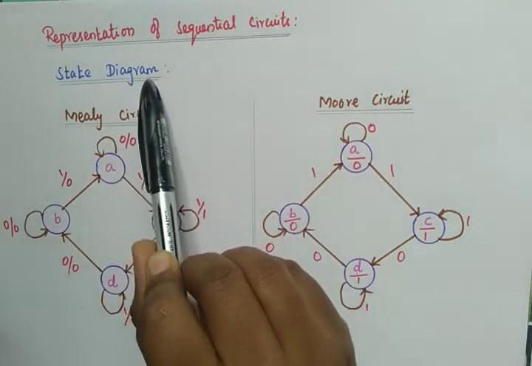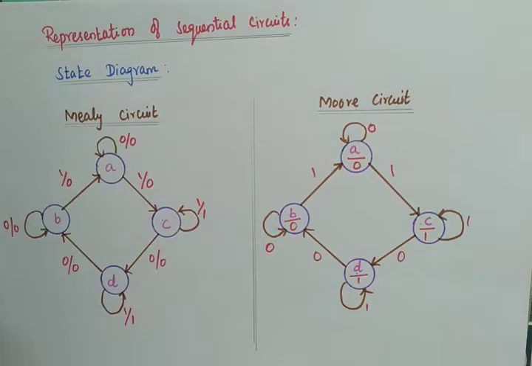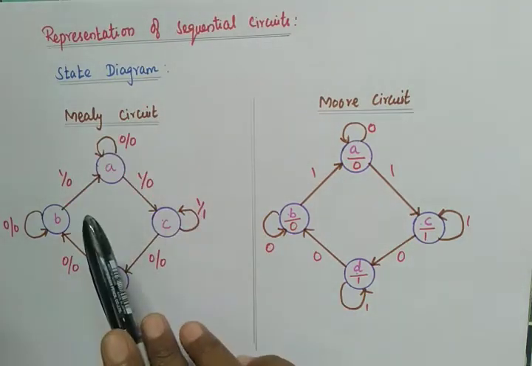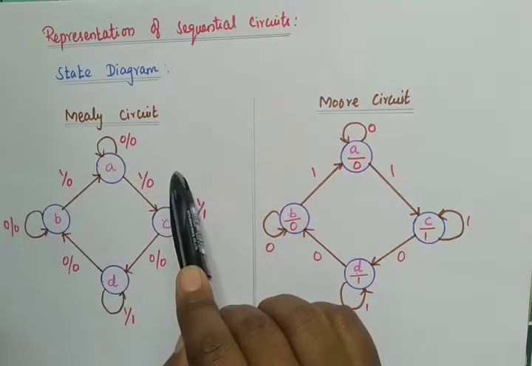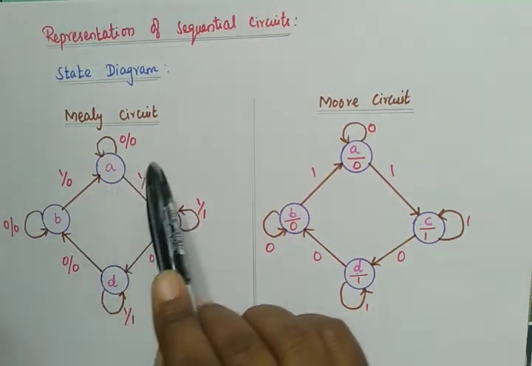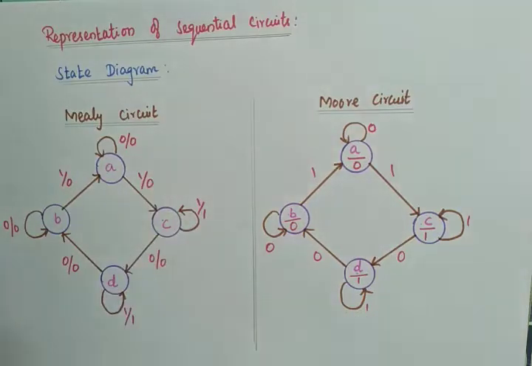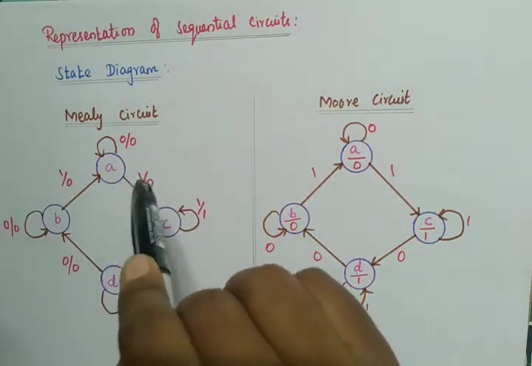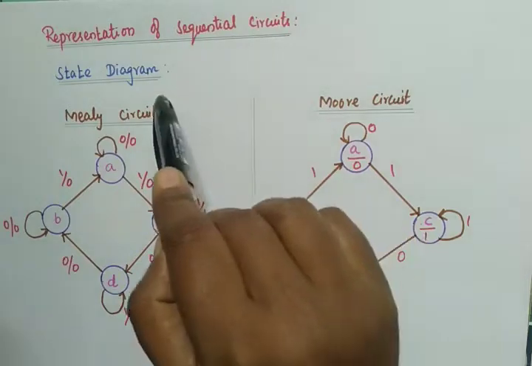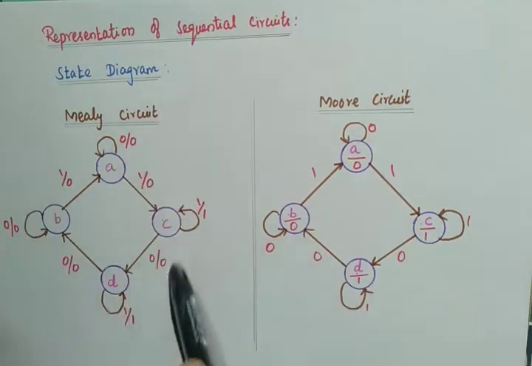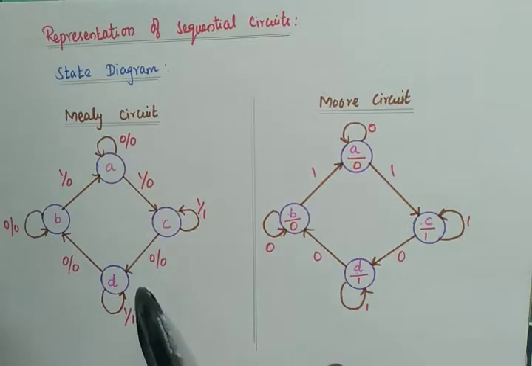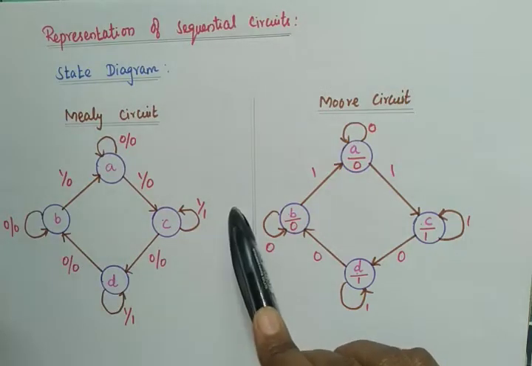That is by using a state diagram. So what is meant by a state diagram? It is actually a pictorial representation which represents the behavior of a sequential circuit. The state diagram is a picture which represents the behavior of a sequential circuit.